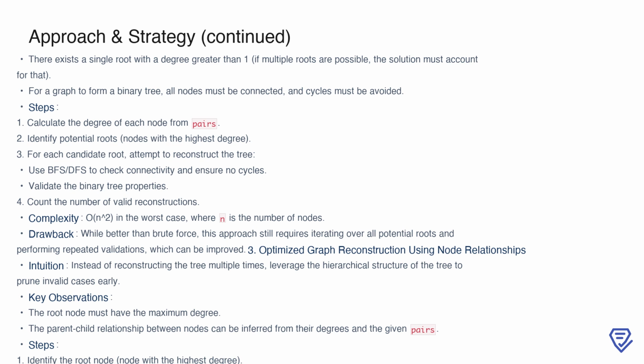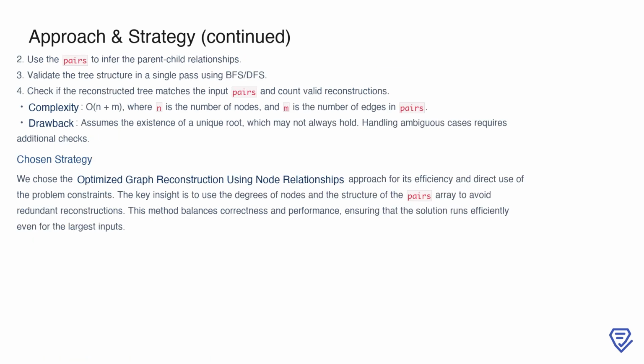In this optimized method, we make the key observation that the root node must have the maximum degree and that parent-child relationships between nodes can be inferred directly from the degrees and the structure of the pairs. The optimized graph reconstruction approach begins by identifying the root node, which is the node with the highest degree. Using the given pairs, we infer parent-child relationships to build the tree structure incrementally. This process avoids reconstructing the tree multiple times by pruning invalid cases early. Once the tree structure is inferred, we perform BFS or DFS to validate the tree in a single pass. This includes checking that the reconstructed tree matches the input pairs and counting valid reconstructions.